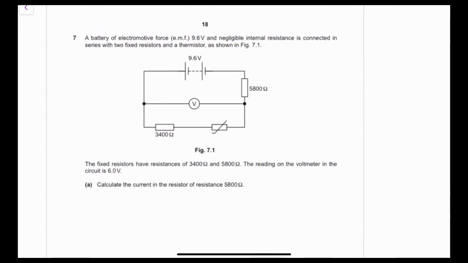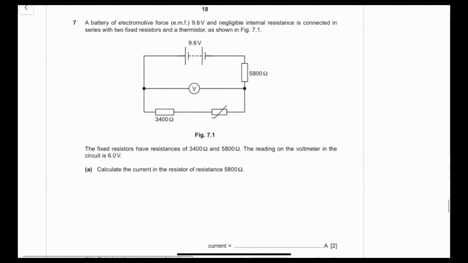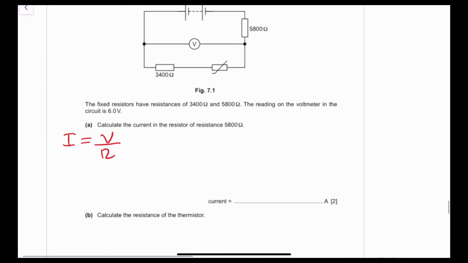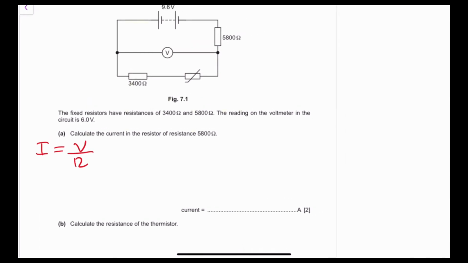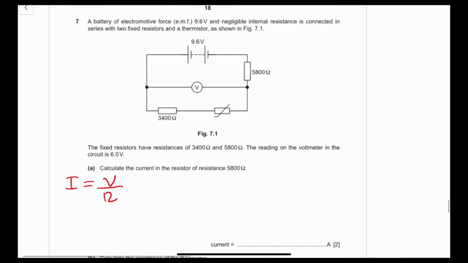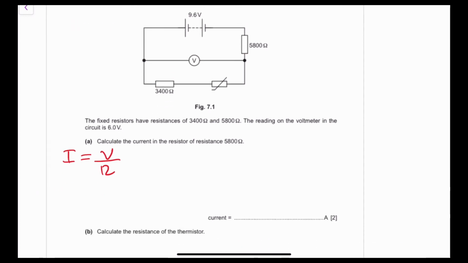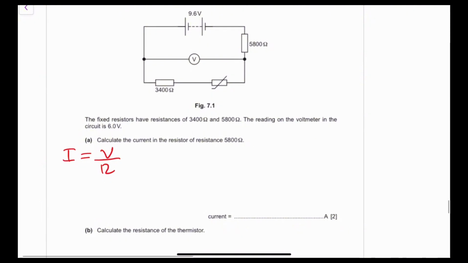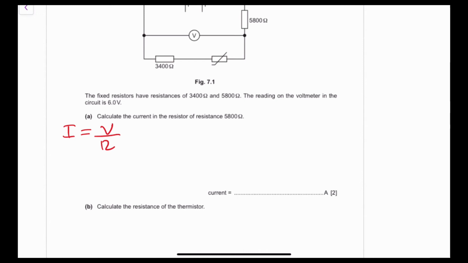So how do we think about this? Well, current is equivalent to voltage over resistance, right? So we have the resistance, which is 5,800. So how do we find the voltage across that particular component? The reading across this voltmeter is 6 volts, right? I would highly recommend that we redraw this voltmeter so it looks much more like something we're used to. So basically this reads 6 volts, right? So try to redraw these things into something that you can understand.